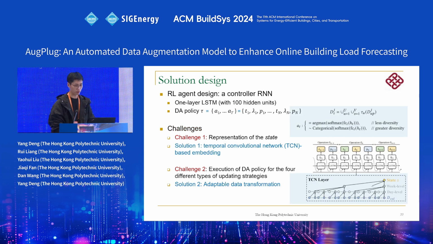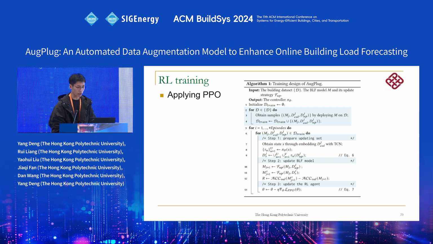We address the first challenge by designing a temporal convolution network, and we address the second challenge by proposing an adaptable data transformation module in the softmax function of the LSTM model. Okay, we put them together and use the PPO algorithm to train this reinforcement learning model.